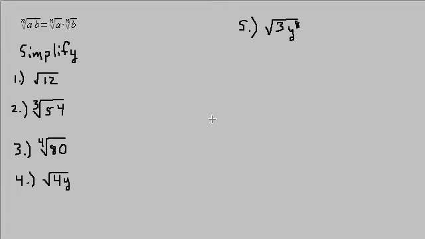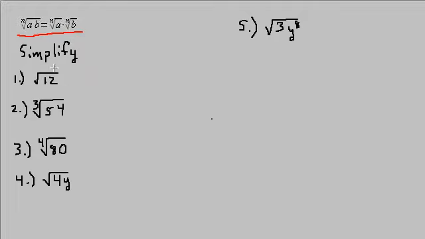Alright, this is the second video on radicals. So let's look at this. We want to simplify radicals, and what we're going to do in this video is use this property here that says the nth root of a times b is equal to the nth root of a times the nth root of b. So if we have factors under the radical, we can split them up into separate radicals as a product of two radicals.